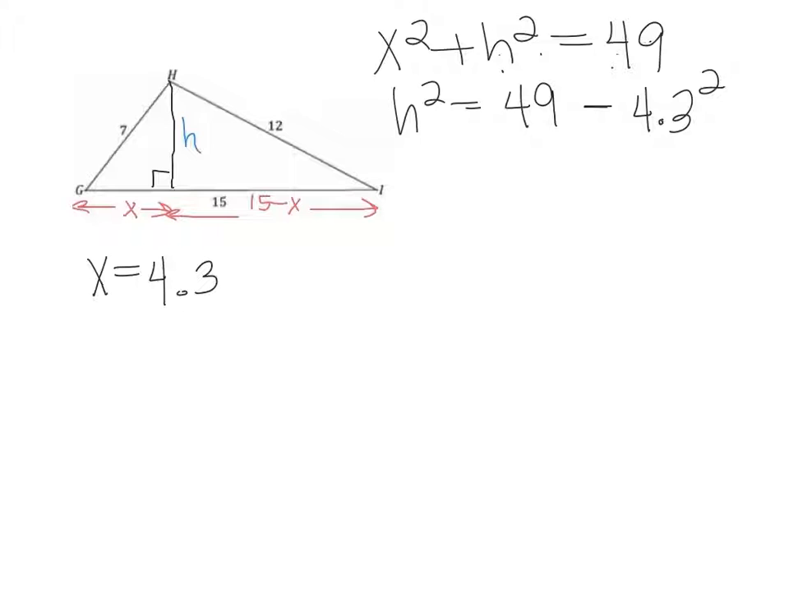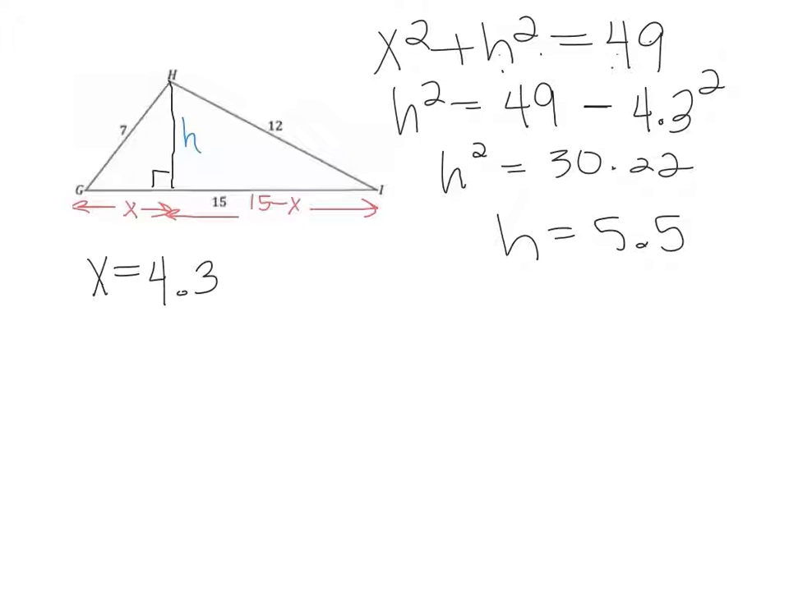So 4.3 squared, 49 minus that. I tried to keep everything in my calculator so I didn't lose anything with rounding. So I have h squared equals 30.2. Still in my calculator though. I haven't cleared my screen. I'm going to go ahead and take the square root of that number, and I got h equals 5.5. And we're not done.